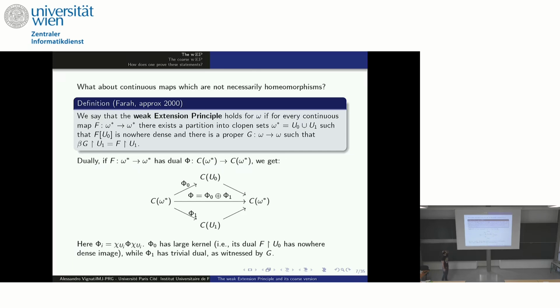Now you can hope to prove that this is always true. But in fact, this is not always true because you have non-trivial homeomorphisms of omega star under CH, right? So you cannot have a clopen set U0 such that the image is nowhere dense, because the image is always going to be clopen if you're starting with a homeomorphism.